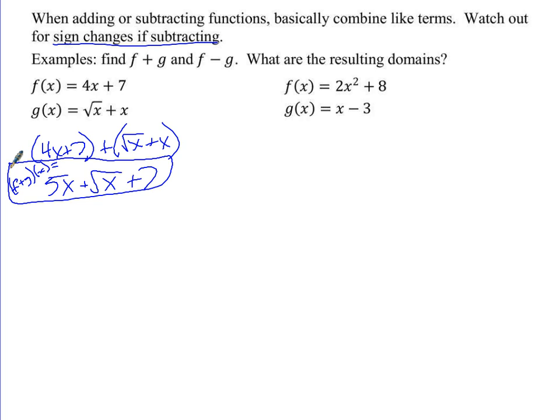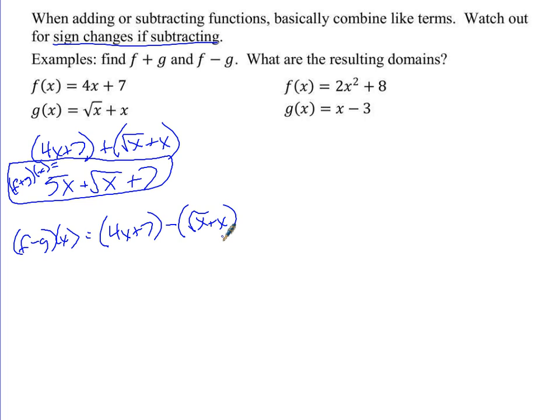Now, if I'm doing f minus g, then I have f minus g of x, and all that does is tell me to take f of x and subtract g of x from it. So I'm going to write in parentheses 4x plus 7 minus, this time, parentheses, the square root of x plus x. Doing it that way reminds me that I'm subtracting that whole thing.